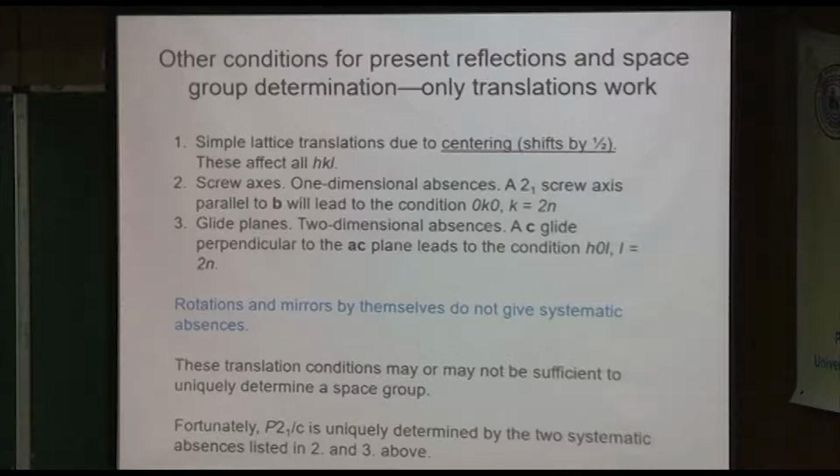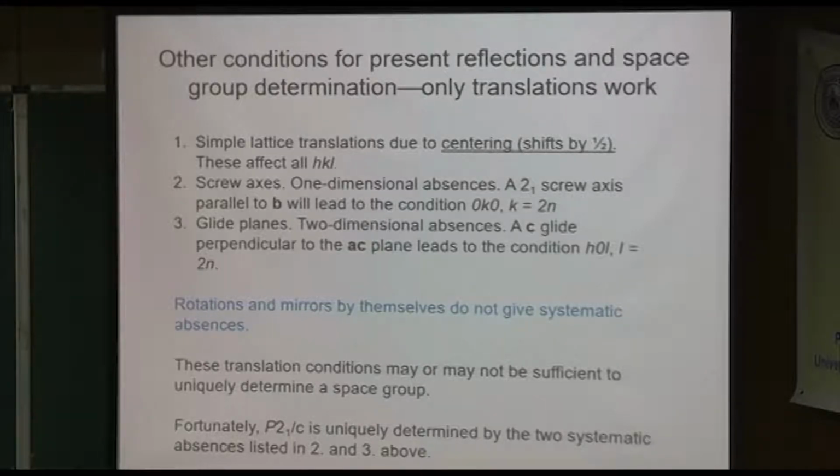And the screw axes are going to affect reflections in what's called a zone of just either H00 or 0K0 or 00L. Okay. All the screw axes, depending on their direction, affect that grouping of reflections. The glide planes affect like H0L, HK0, 0KL, those. So that's something you can look for.